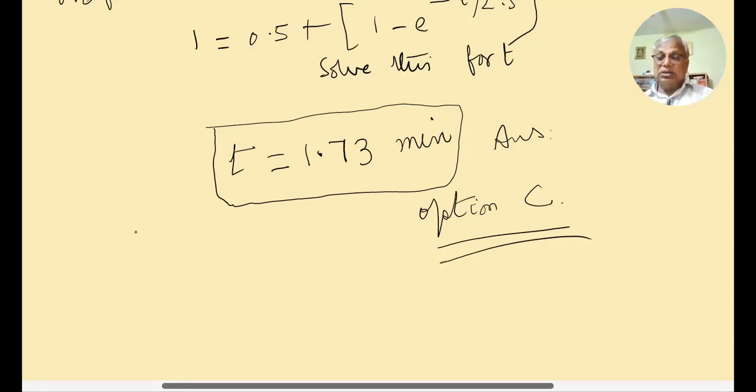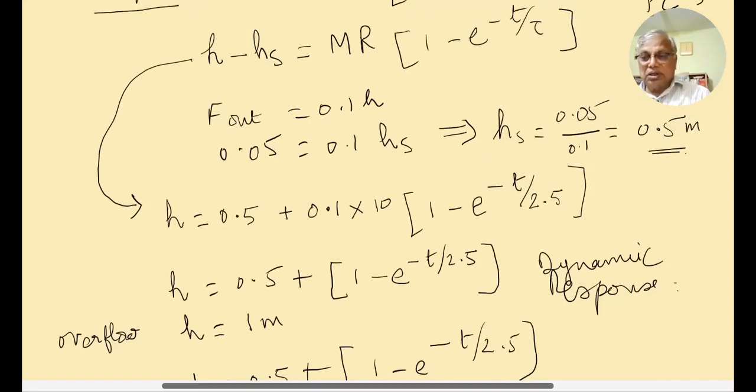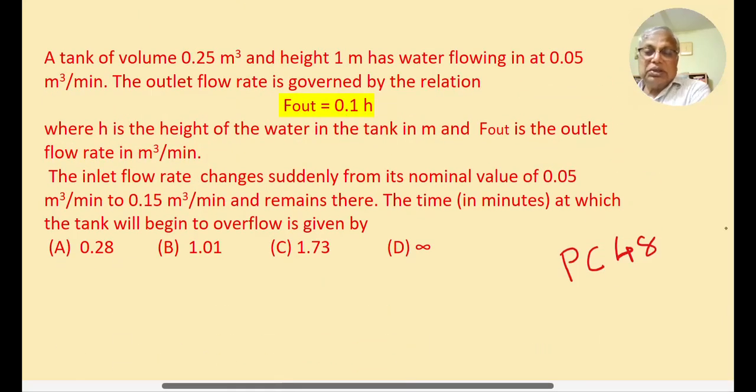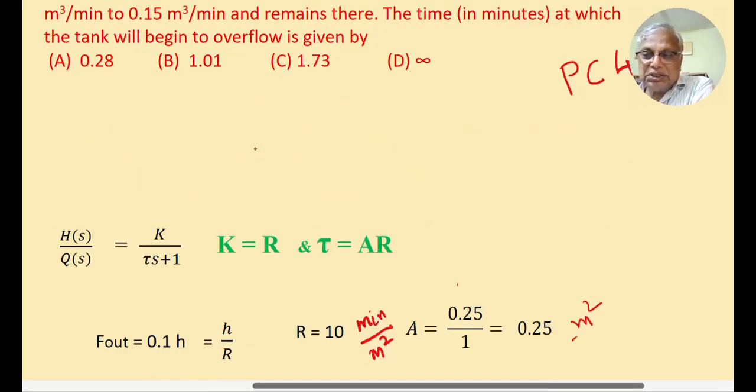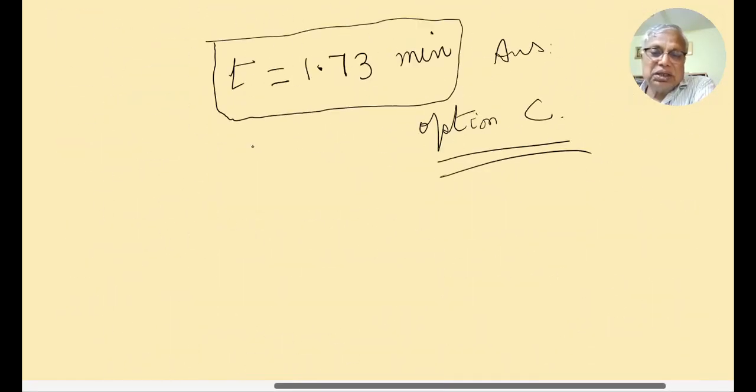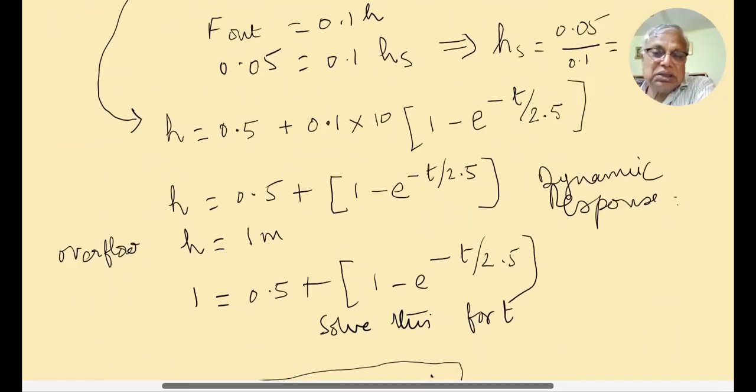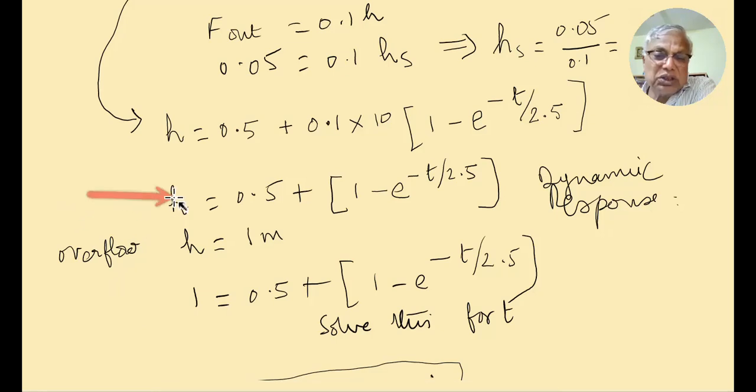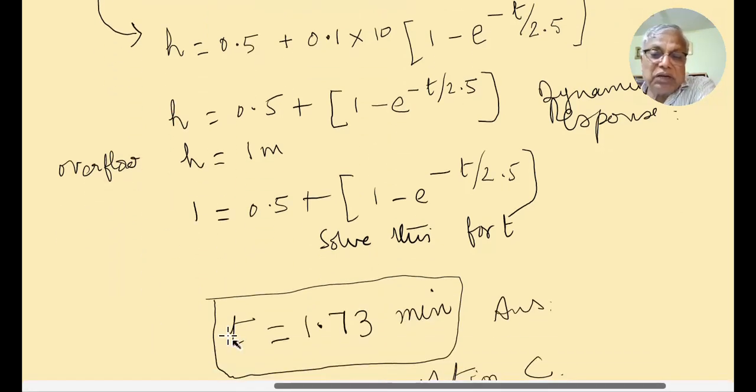So this problem explains how to estimate the dynamics of a first order system. This is a tank first order system with a linear flow head relationship, and the inlet flow rate is changing by a step change, step input. And what is the dynamic response in the height? That is given by this equation, and from that we have found the time required when the tank will overflow.